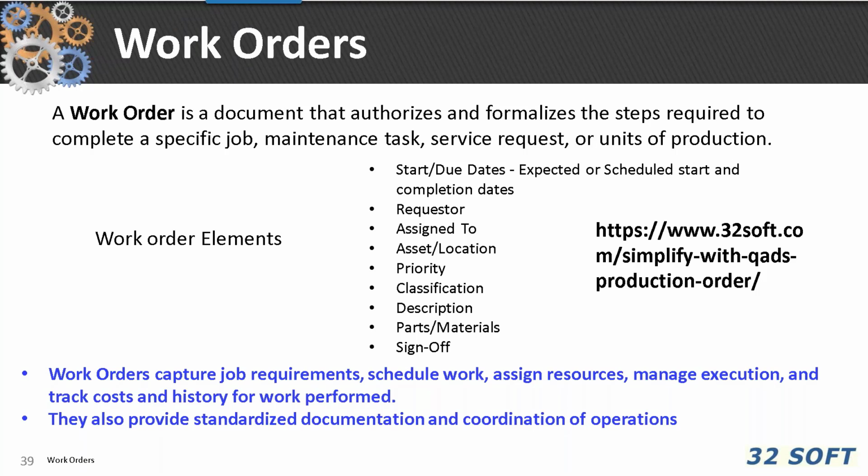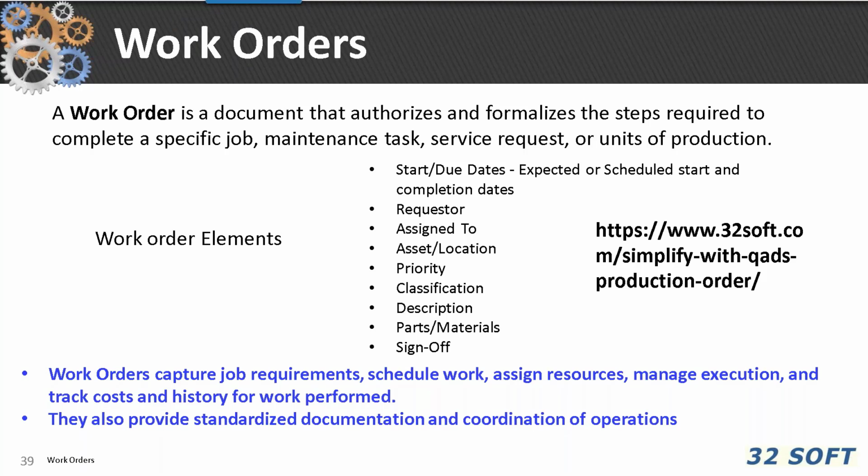The work order is a document that authorizes and formalizes the steps required to complete a specific manufacturing job, service request, or units of production. The work order contains elements that define the manufacturing process, such as items, start dates, quantities, assets, locations, priority, classifications, sign-offs, all things needed by QAD to capture job requirements, schedule work, assign resources, manage execution, and track cost and history for work performed. Work orders provide standardized documentation and coordination of operations.